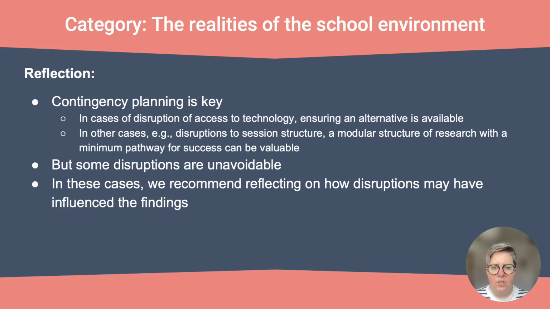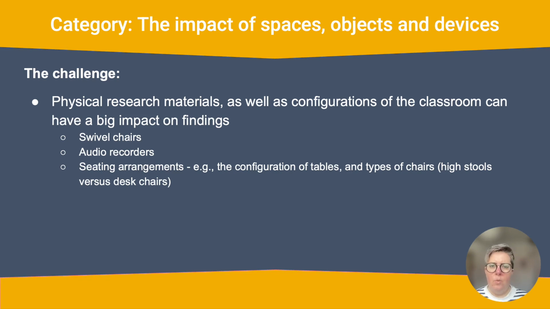We suggest that contingency planning is key. So in the cases of disruption of access to technology, ensuring an alternative is available. In other cases, for example, disruptions to session structure, a modular structure of research with a minimum pathway for success can be valuable. Some disruptions are obviously unavoidable, and in these cases we recommend reflecting on how disruptions may have influenced the findings. We also found that in many of our studies, physical research materials, as well as configurations of the classroom, can have a big impact on findings.